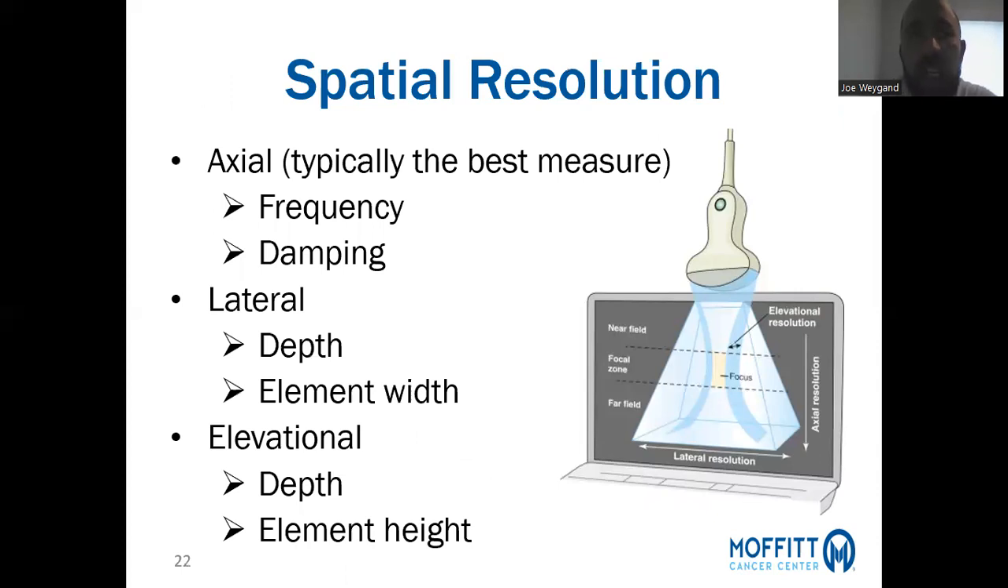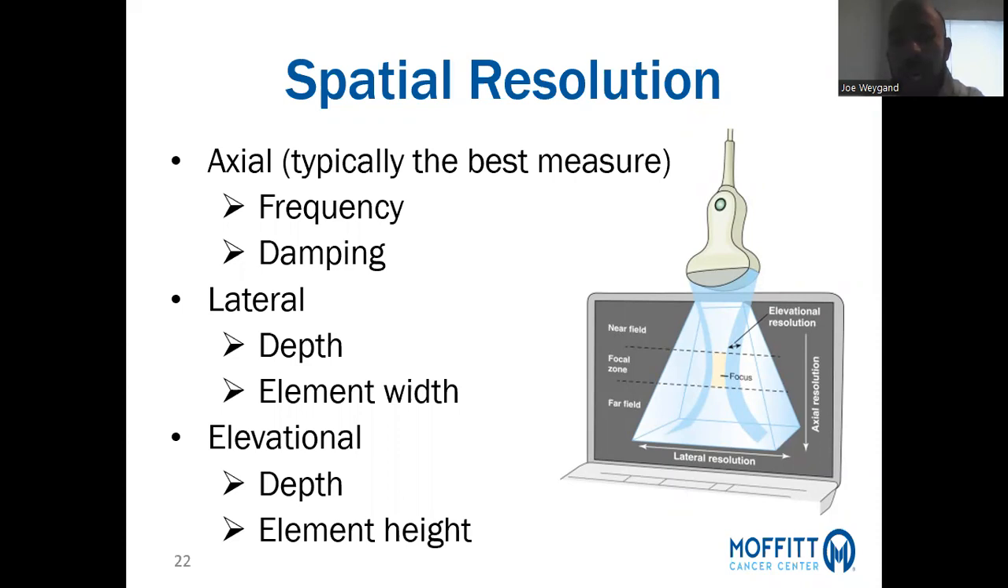So one major image quality metric is known as spatial resolution. If you remember from the last lecture, the 3 spatial directions in ultrasound are called axial, lateral, and elevational. The axial is typically the best measure of resolution, and this is determined by the frequency or the wavelength of the propagating sound wave. It's also in small part determined by the damping properties of the transducer.